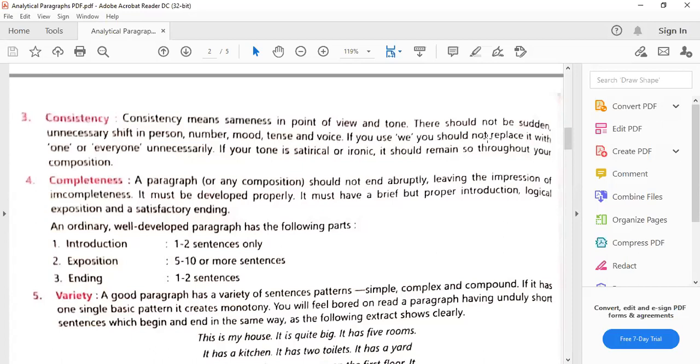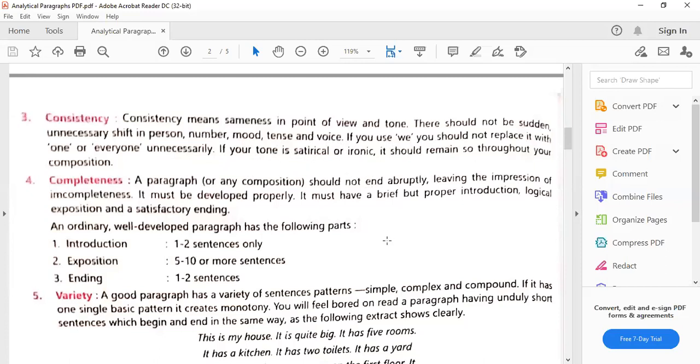If you use we, you should not replace it with one and everyone unnecessarily. आप कोई भी जनरल प्रॉब्लम डिस्कस कर रहे हो तो उसमें आप सोचते हो कि हम सारे इन्वॉल्व हैं, तो you started the paragraph with we, फिर आप उसमें वन और एवरीवन पे आ जाते हो. It should not be. If we are talking with we, it should continue same in the same whole paragraph. If your tone is satirical or ironic, it should remain so throughout your composition. या आप एक व्यंग के तौर पर कोई पैराग्राफ लिख रहे हो, मतलब आप उस चीज को दूसरों को एक सटायर की फॉर्म में रियलाइज करवाना चाहते हो that this is something wrong, then the tone should be same throughout the paragraph.